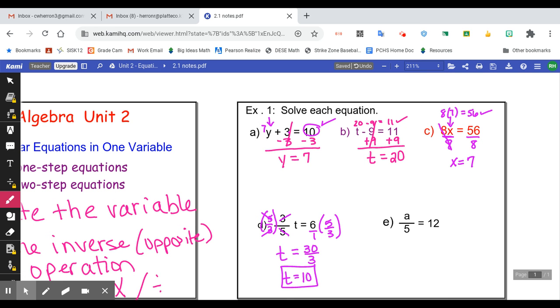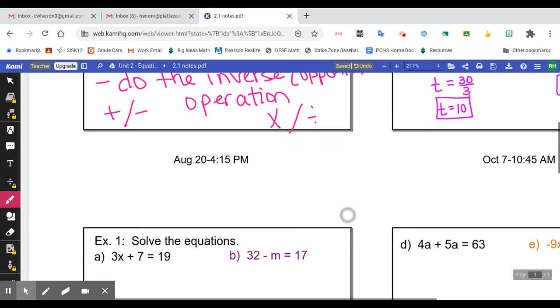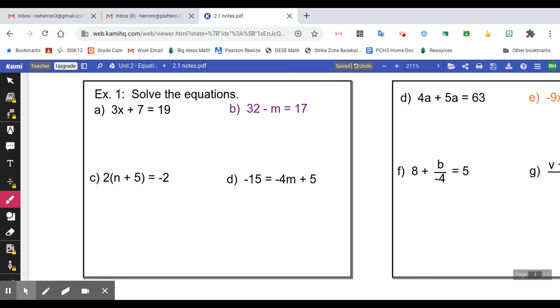Same thing here, only now we have 1 on top, so it just becomes a over 5. This is division. So again, opposite means I need to multiply. So if they're dividing by 5, I multiply by 5. These are gone, and I have a equals 60. Okay, again, if I plug 60 in here, 60 divided by 5, and hit equals, you get 12. Okay, hopefully this is coming back to you. You've done these a lot, okay?